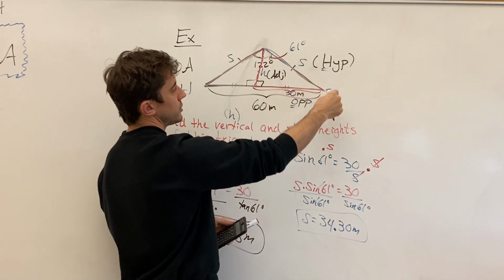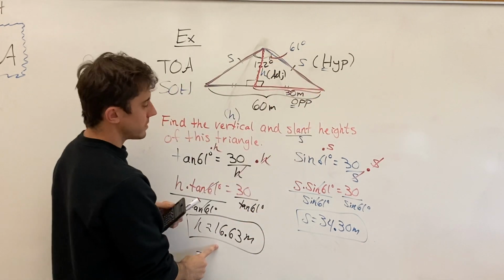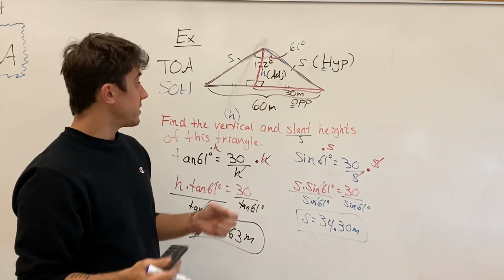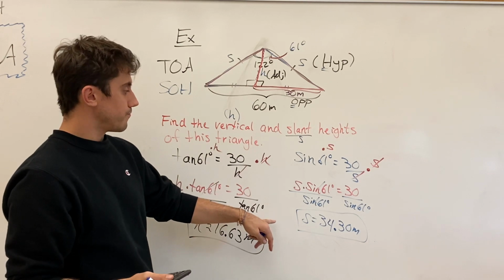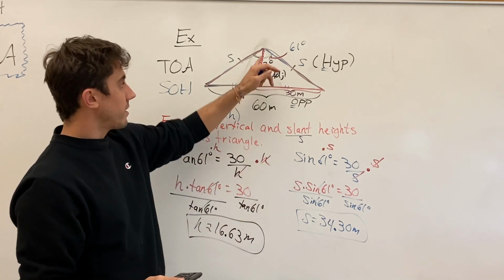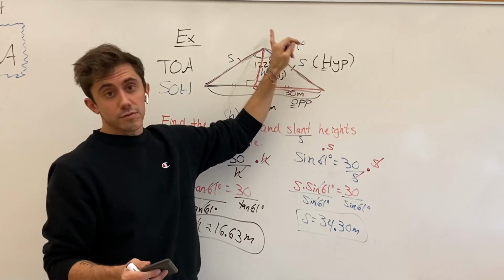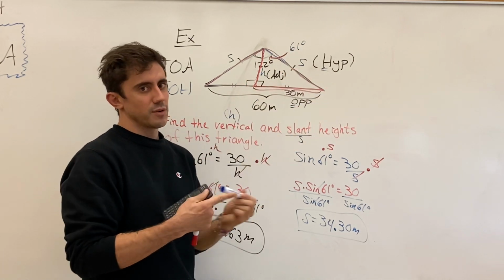And that certainly makes sense. S is the hypotenuse. It should be the longest side of the 3. So we have 16.63, we have 30, and we have 34.3. We could verify that these are in fact our correct answers by using the Pythagorean theorem and just verifying that a squared plus b squared is in fact equal to c squared. I'll leave that up to you if you want to check that out.